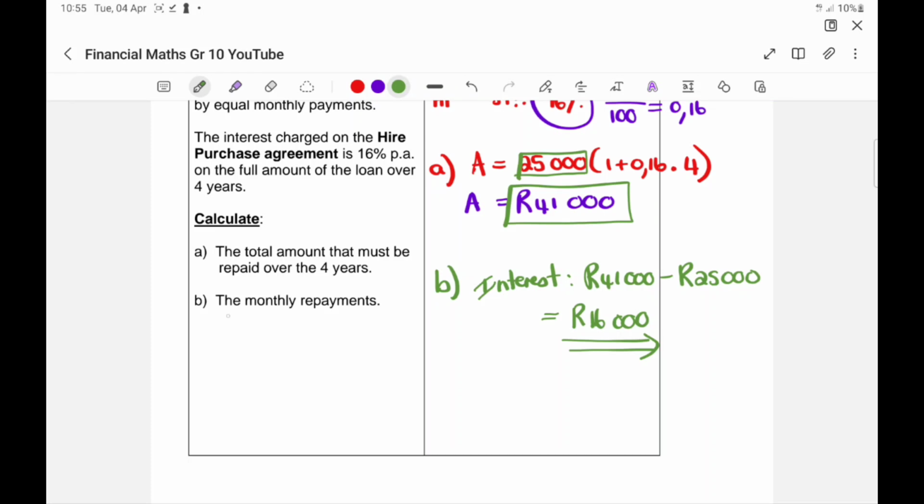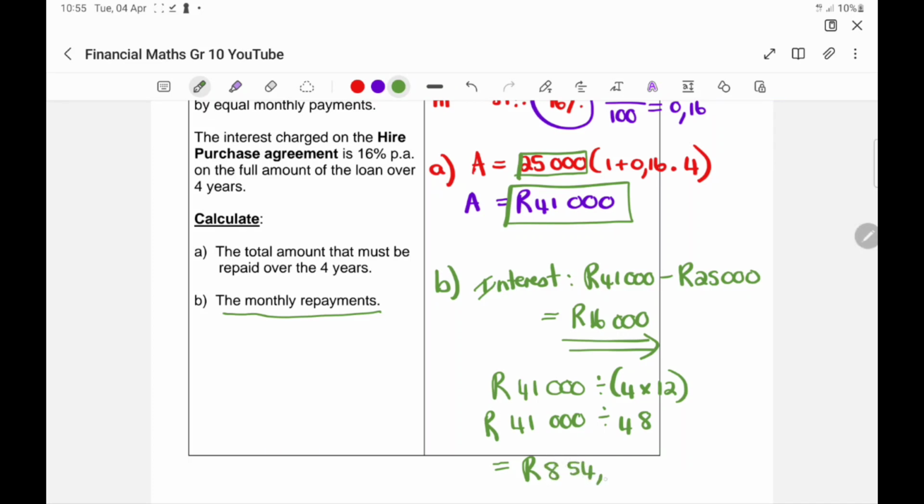Okay, but the actual question was, what were the monthly repayments? So you take that 41,000 and you divide it by 4 years with 12 equal installments. So 4 times 12 gives you 48 months that you can pay it off. Remember, you pay it off monthly. So if you take 41,000 divided by 48, it gives you that you're going to pay back 854 Rand 17 per month.